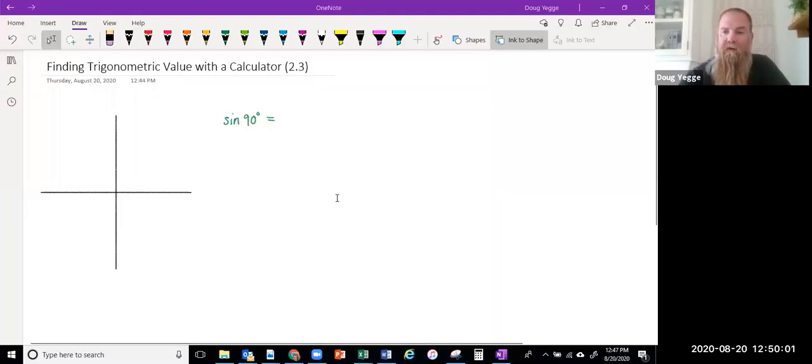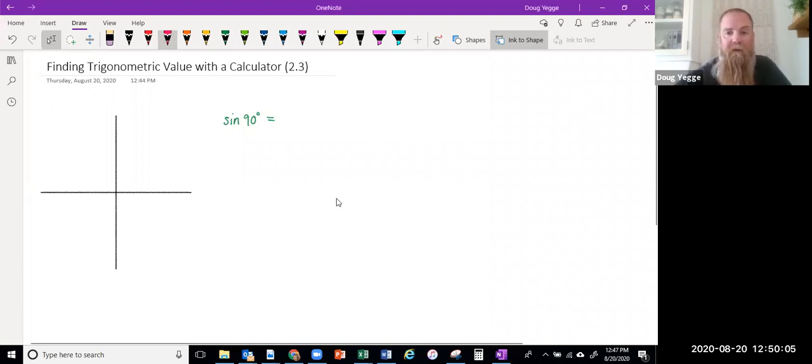Sometimes we're not able to use a simple triangle to calculate trigonometric function values. So instead, we have to use a calculator. Today we just want to look at a couple of applications, a couple of things that you're able to do with the calculator. So let's get started.